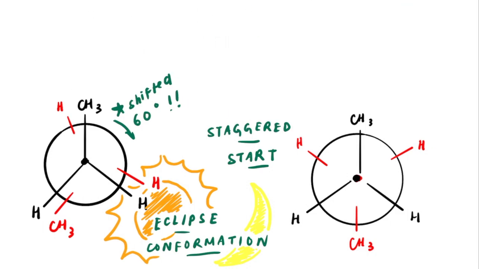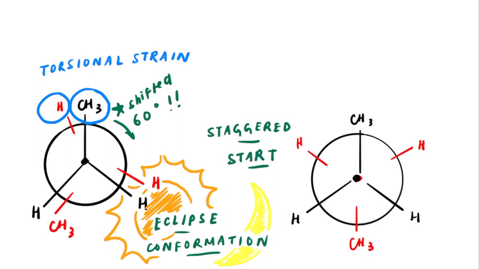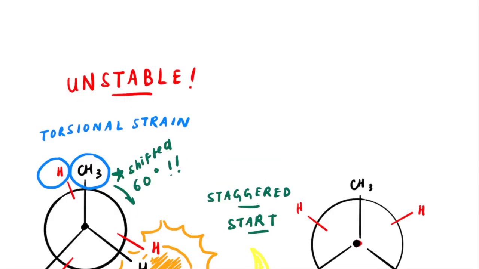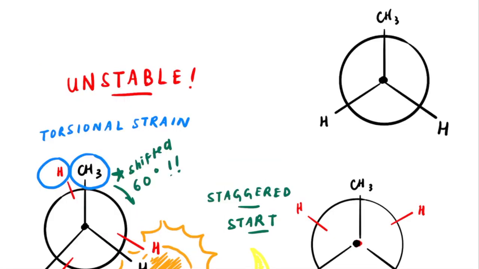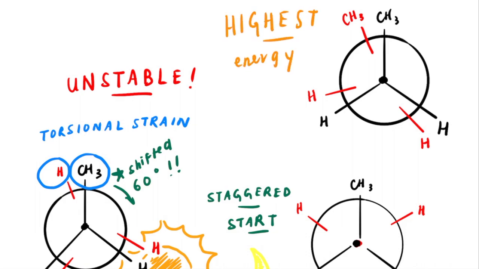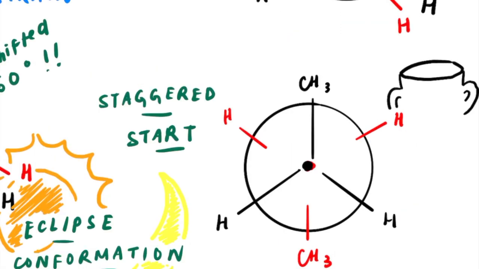Proximity between the methyl and hydrogen atoms causes torsional strain. This strain makes the eclipse conformation unstable in comparison to the staggered conformation. However, this is not the most unstable form. The most unstable form is rotated in a way that places the methyl groups in close proximity. This form has the most energy of the three formations because it has both torsional strain and steric strain. This means that the staggered conformation is the most stable.